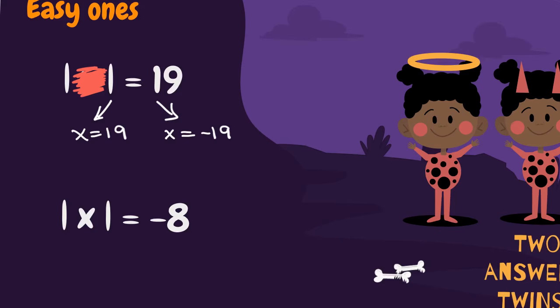Okay, this is where it gets a little bit fun. Is there anything that I could put here so that I could get -8? The absolute value of what gives -8? The answer: nothing. The absolute value of anything is never -8. You will not get a negative answer, right? If I put 8 in for x, I still get 8. If I put -8, I still get 8. So this one is no solution.